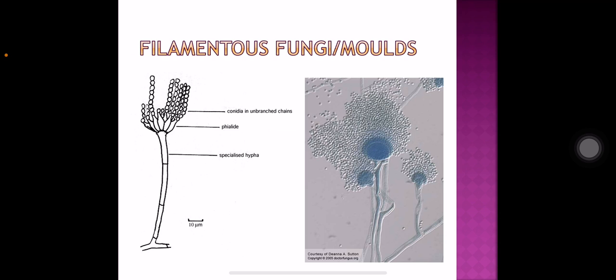Here in this figure you can see this photograph of Aspergillus, which shows lots of fungal spores at the end of the hyphae. A vesicle-like structure is formed, and at the end of the vesicle there are fungal spores.